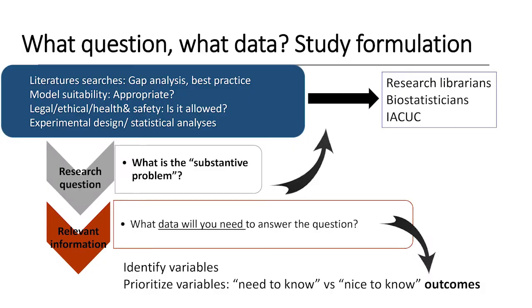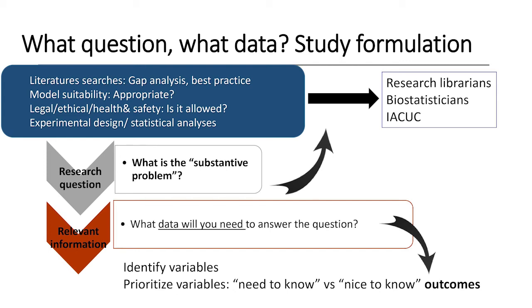So in study formulation, this is where, again, another plug for research librarians as well as biostatisticians and ethical oversight committees, because this is where you can properly formulate the research question in a form so it can be answered. Literature searches provide research gap analysis and identify best practices. Is the model suitable? Is the research even allowed? You have to focus on legal, ethical, health and safety issues, and experimental design and statistical analysis.